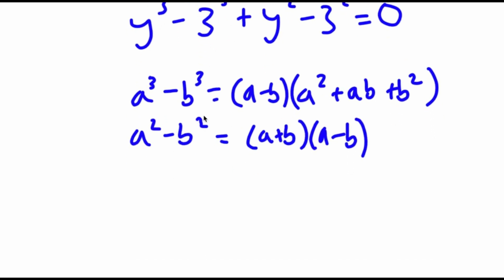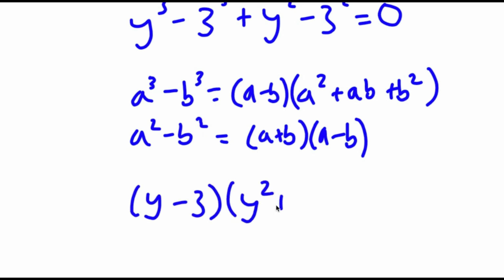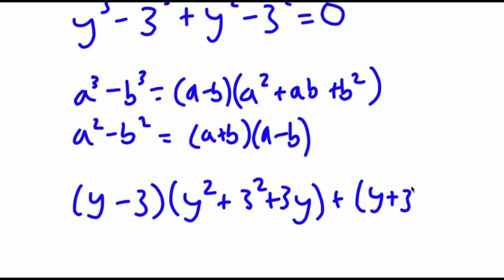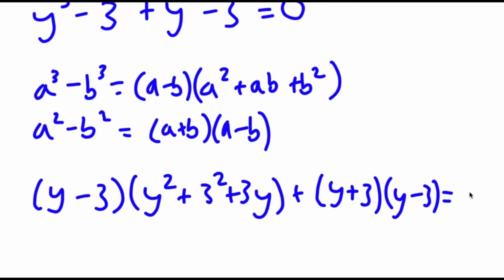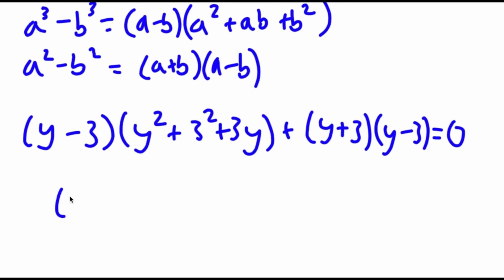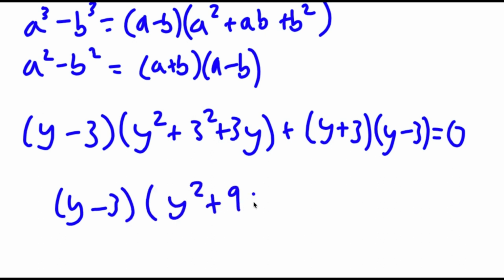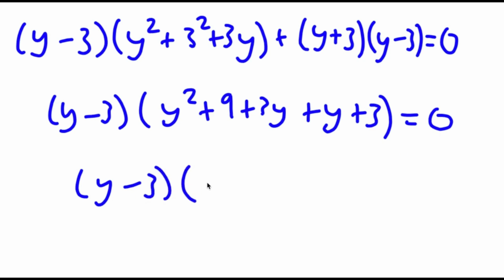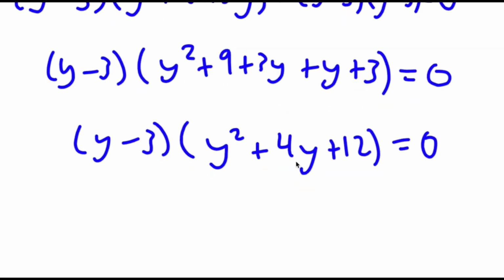as y minus 3 times y squared plus 3 squared plus 3y, plus I can rewrite y squared minus 3 squared as y plus 3 times y minus 3, and this is equal to 0. Now if I factor out y minus 3, I get y minus 3 times y squared plus 9 plus 3y plus y plus 3. This is equal to 0. And this simplifies into y minus 3 times y squared plus 4y plus 12 is equal to 0.